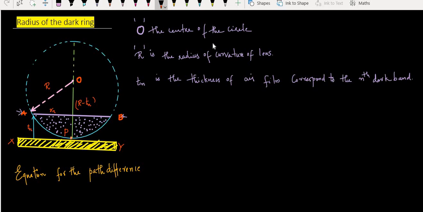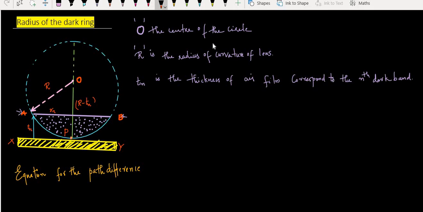Okay, so we are not deriving the equation for the path difference. We are trying to derive the equation for the constructive as well as destructive interference. Also, we have a number of rings, right? So we are trying to find the equation for the radius of the dark ring. That's what we are going to do.